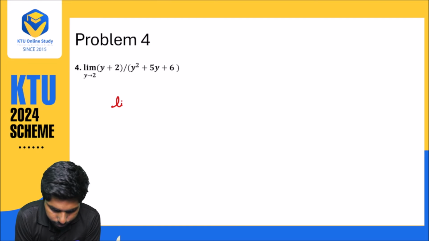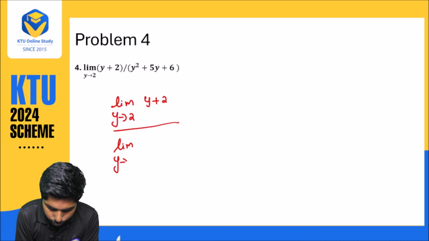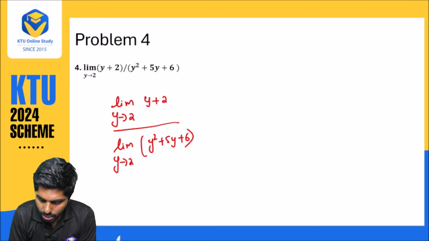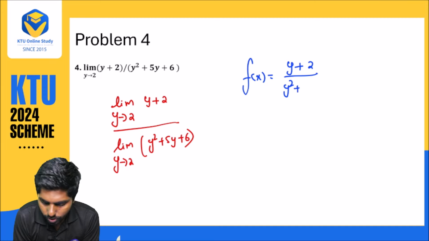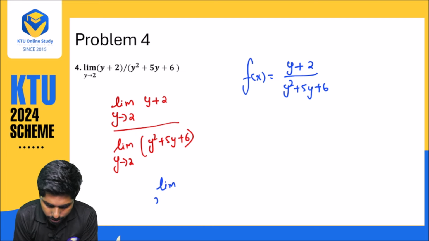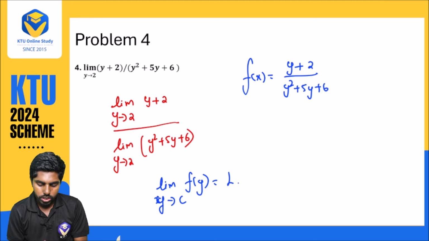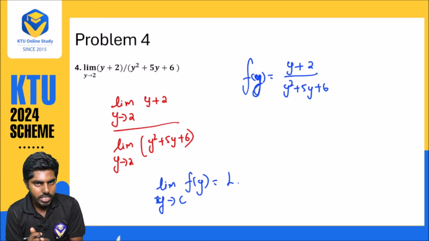So limit y approaches 2, y plus 2 divided by, I am writing divided by, the limit of the same thing, y approaches 2, here we are getting y square plus 5y plus 6. That means our f of x is y plus 2 divided by y square plus 5y plus 6. This is our f of x. So what do we want to identify? We know the formula: limit y approaches c, f of y is equal to L. Okay, this is the formula. So this is f of y.